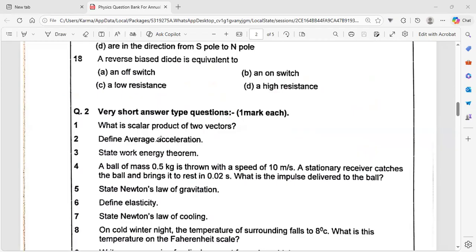In cold weather, the temperature of the surrounding is 8 degrees centigrade. What is the temperature in the Fahrenheit scale? That's a simple equation.